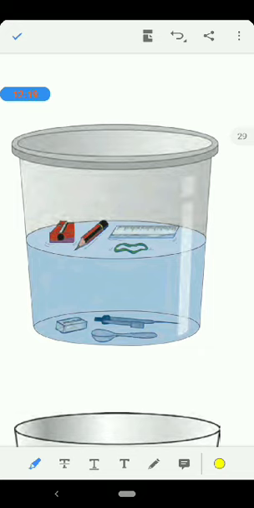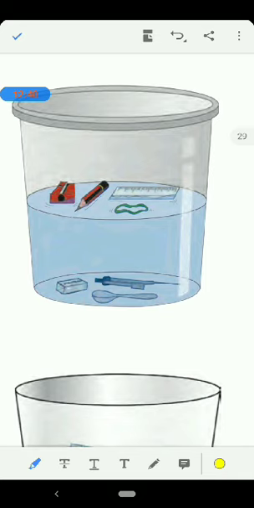What is floating on the water surface now? A sharpener made of plastic, a pencil made of wood, the scale also made of plastic, and the rubber band made of rubber, because they are lightweight. And what sinks in the water? What is meant by sink? It goes to the bottom of the water. What sinks? The compass, the spool, and the eraser. Okay, now why this happens, or on what thing it depends, that we are going to see.